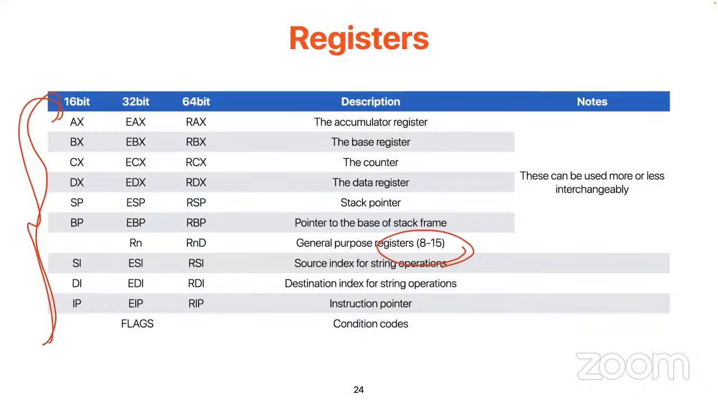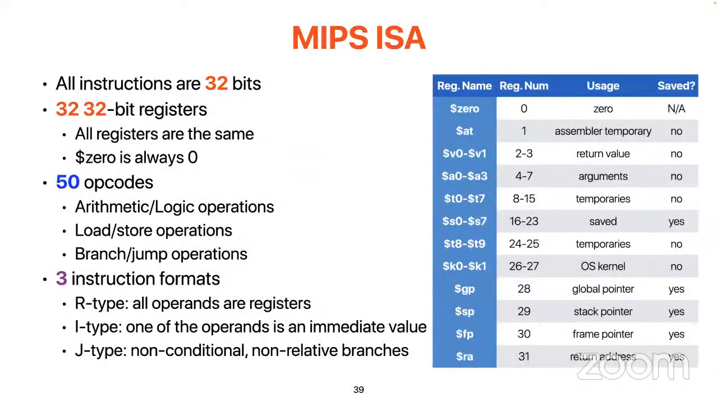For example, EX is used for accumulator, BX is used for base register, some of them are used for stack pointer, and this one is for instruction pointer. Some of the flags are used for conditional codes, right? So not all of them can be used equally. However, that's not the case for MIPS instruction set architecture.